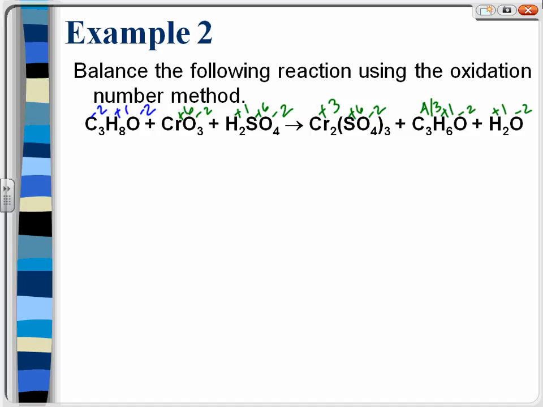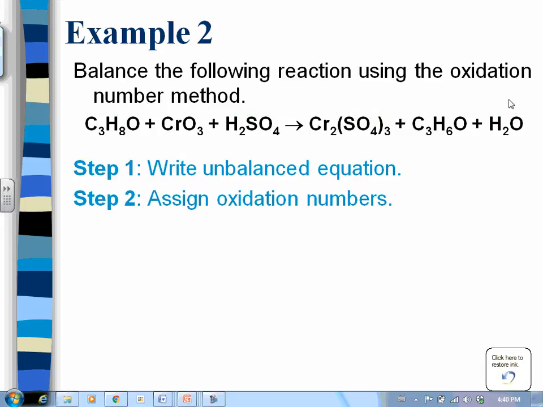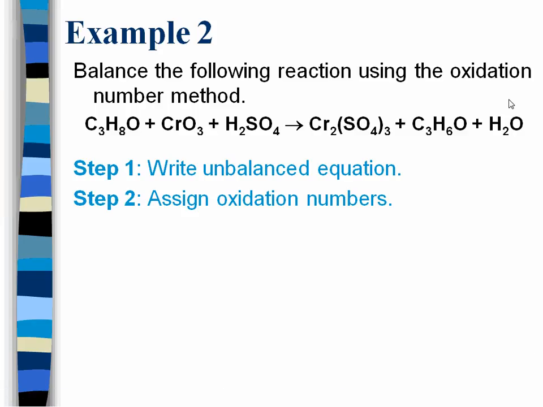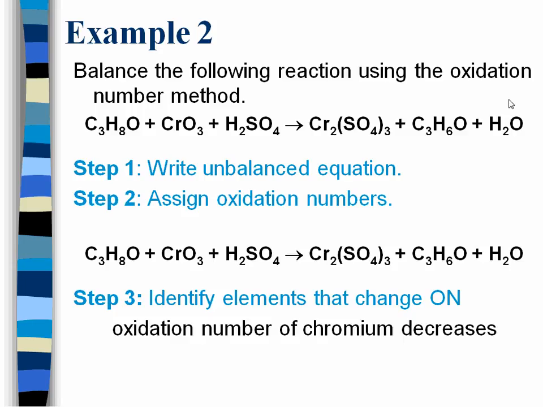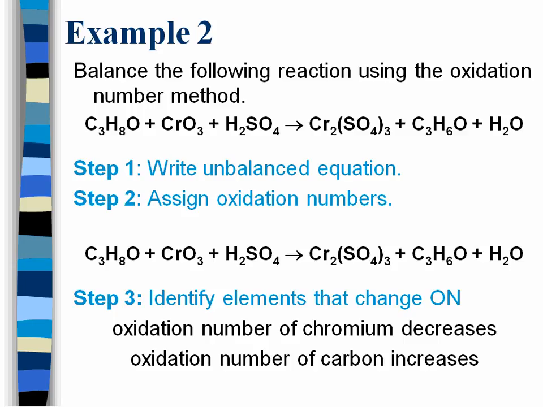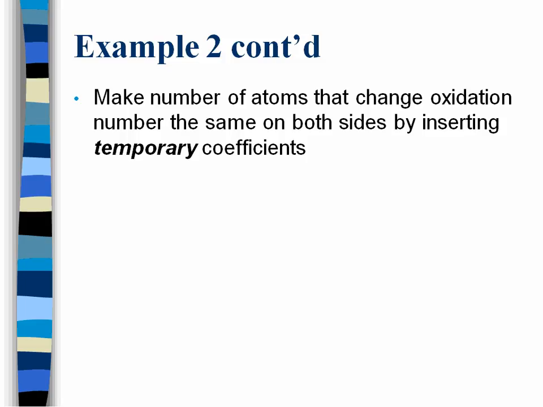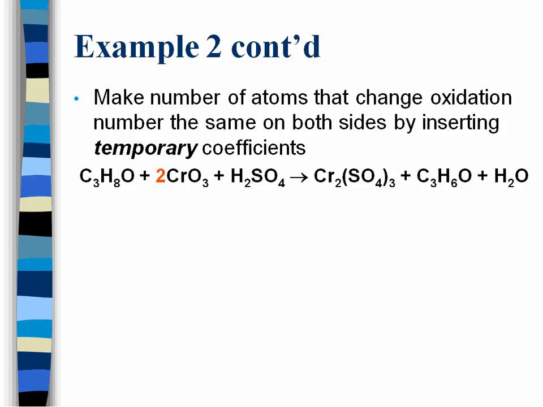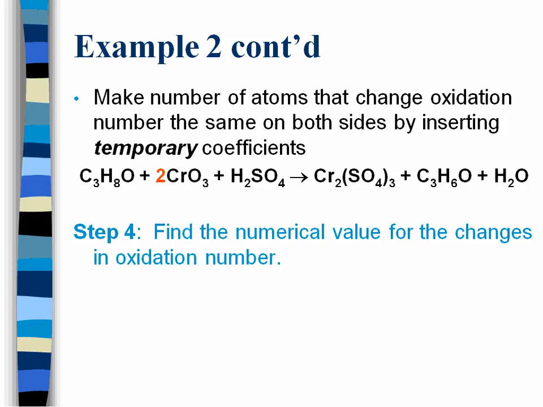So in this reaction, oh shoot, I just lost them all. Okay. My oxidation number of chromium is decreasing from 6 down to 3, and my oxidation number of carbon increases from -2 to -4/3. So let's make the number of atoms that change oxidation numbers the same on both sides by inserting temporary coefficients. I put a 2 in front of my CrO3 to make sure I have the same coefficients on both sides.